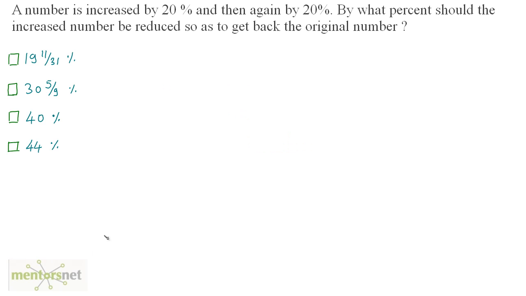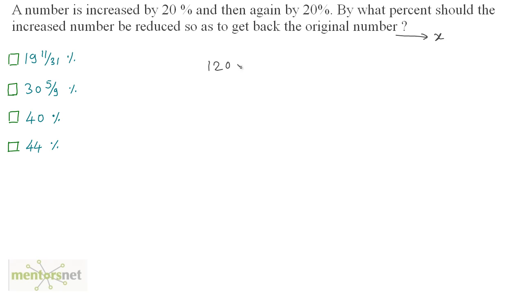A number is increased by 20% and then again by 20%. By what percent should the increased number be reduced so as to get back the original number? Let this original number be x. This number is increased by 20%. So I can write 100 plus 20% of x.